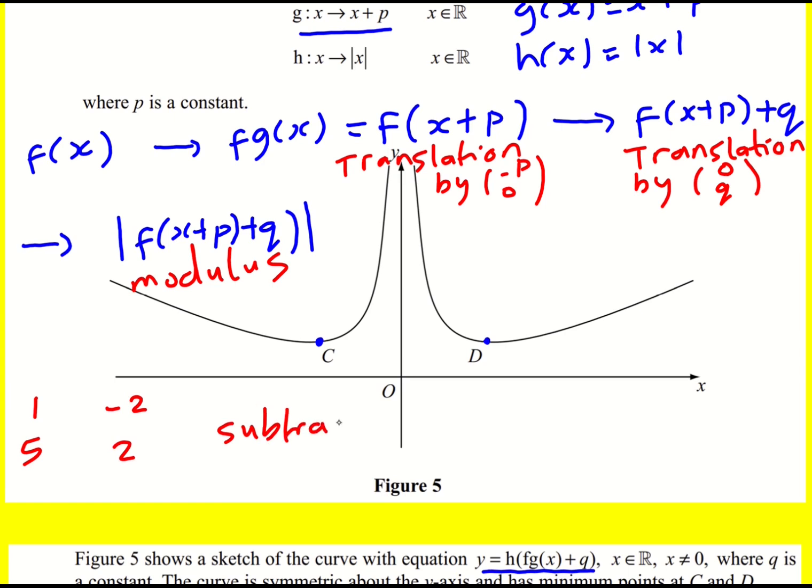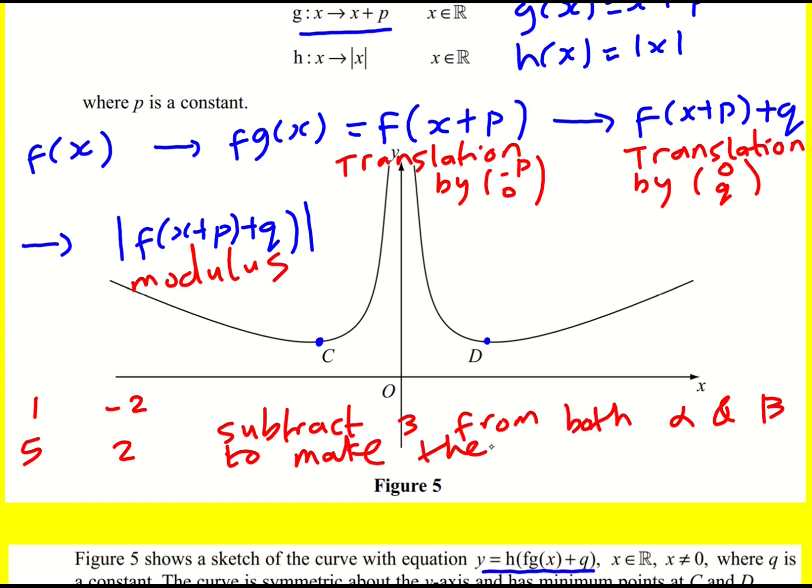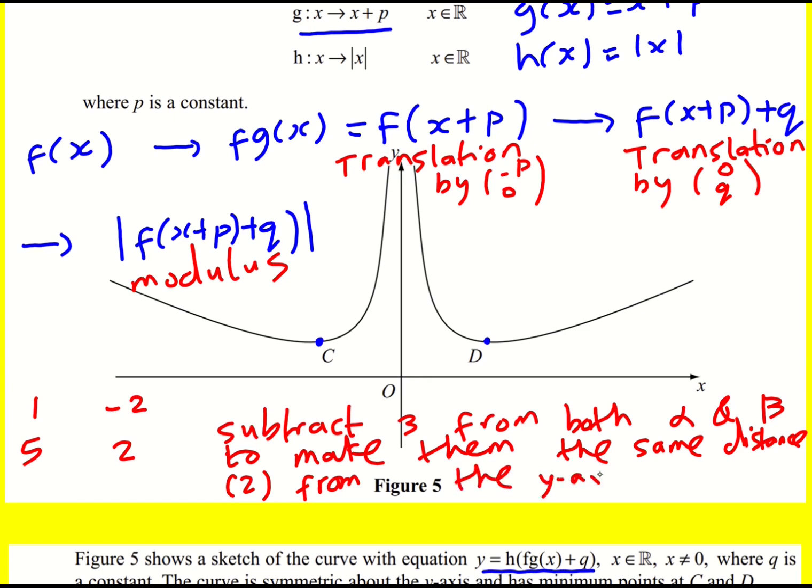Subtract 3 from both alpha and beta to make them the same distance, which in this case is going to be 2, from the y-axis. Therefore, p is going to equal 3. That's what I'm trying to say here.